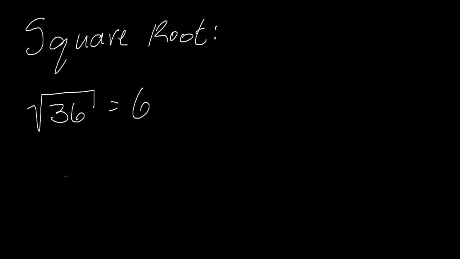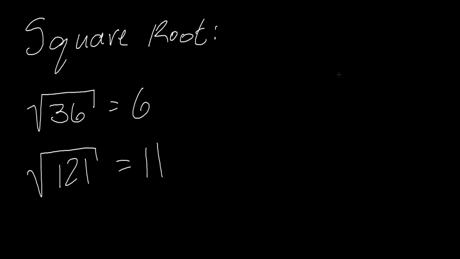Okay, I'll give you another example. If we're trying to take the square root of 121, what would this be? Well, this is basically saying, what two numbers that are the same, multiplied by each other, would equal 121? Well, that would be 11, because 11 times 11 would be 121.